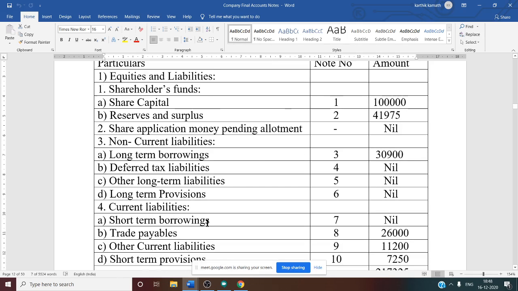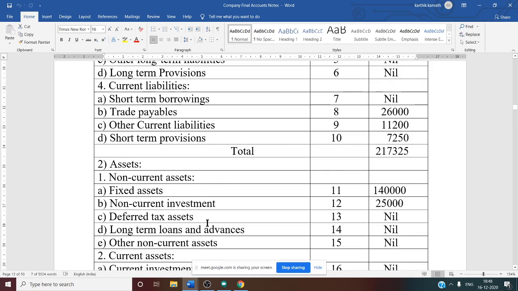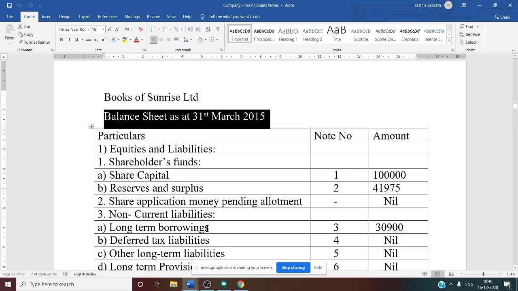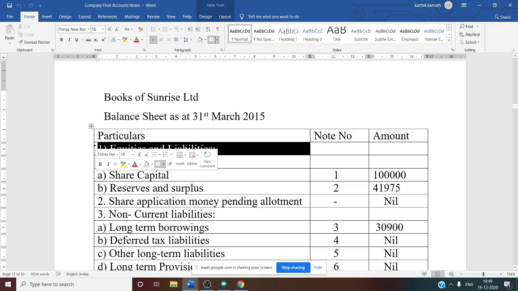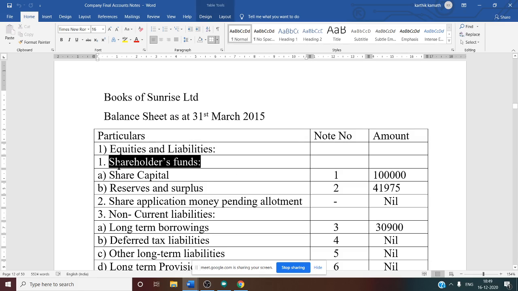Same thing, all 21 points you have to write. See this, 3 columns: particulars, note number and amount column, and you have to see the working note answer and write it. That's it. So first one, equity and liabilities. Under that, the first thing is shareholders' funds. It is divided into two categories. First is share capital, working note number 1. That we know, paid up capital, 1 lakh.